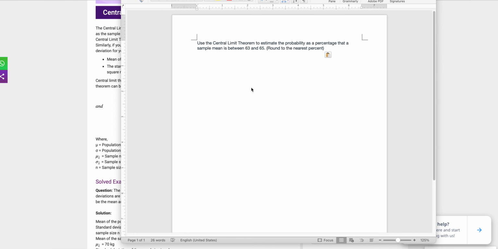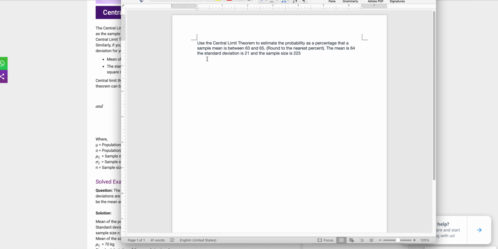Take a look at a central limit theorem question. So in this question it says, use the central limit theorem to estimate the probability as a percentage that a sample mean is between 63 and 65. They then tell us that the mean is 64, the standard deviation is 21, and the sample size is 225.